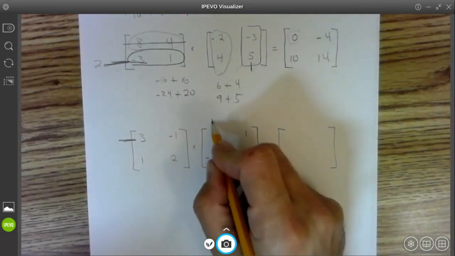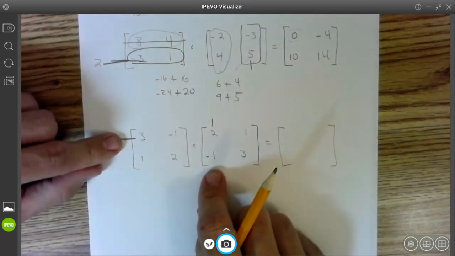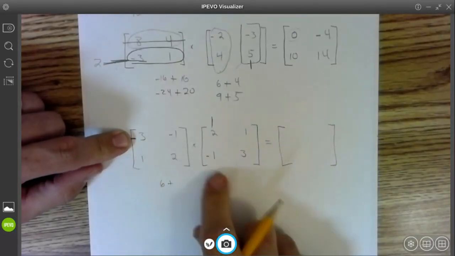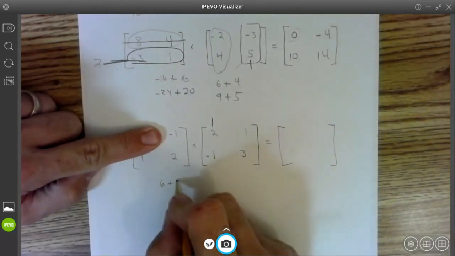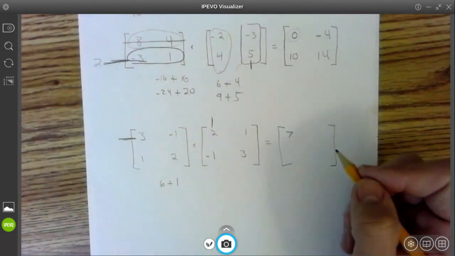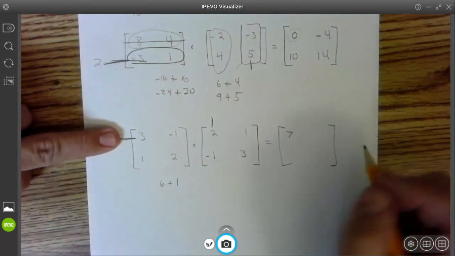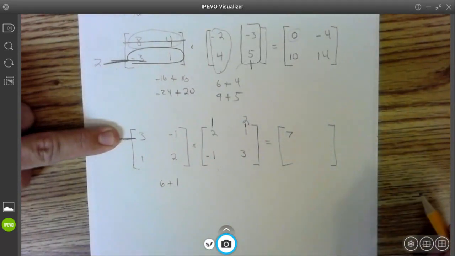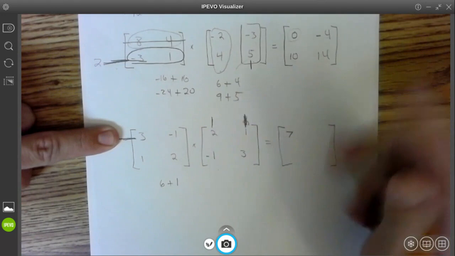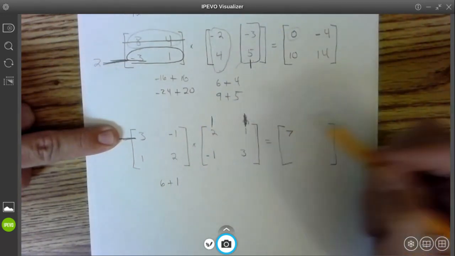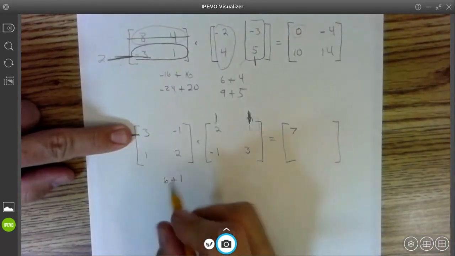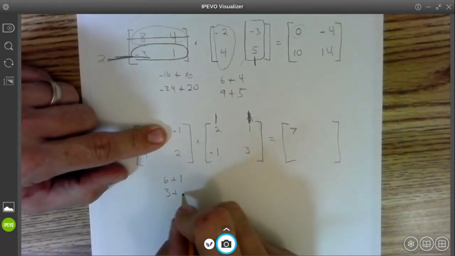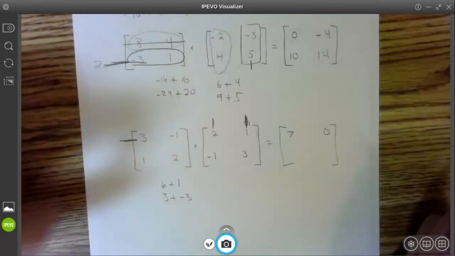Row 1, column 1. So we get 6 for 3 in the 2. And then we get positive 1 there. So that gives us 7. Now let's do row 1, but column 2 this time. All right. I don't know why I did that. It looks weird. So focus on this column here. All right, we get 3 and 1. That makes 3. Plus negative 1 and 3. That makes negative 3. So you get 0.